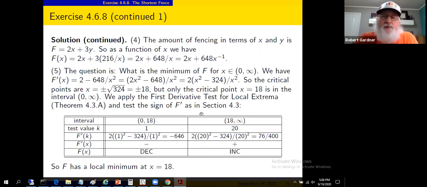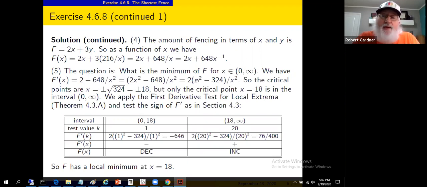Pick a number, any number from these intervals. How about 1 because it's an integer and it's little? How about 20 because it's relatively small? And I'm going to have to square it, so that's easier to square than 19. We're going to plug these test values into the derivative. How about this version of the derivative?